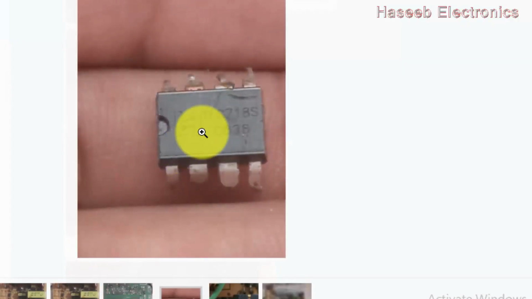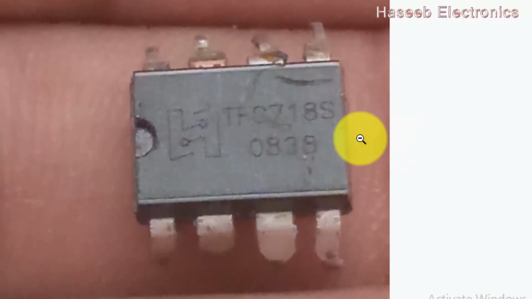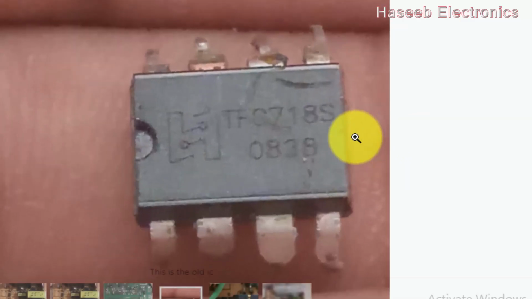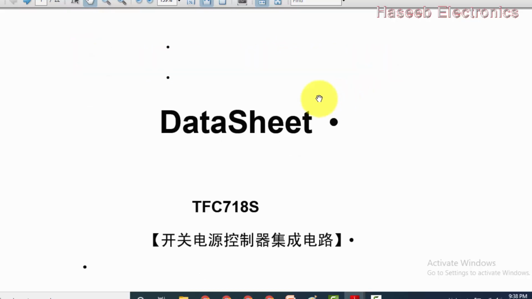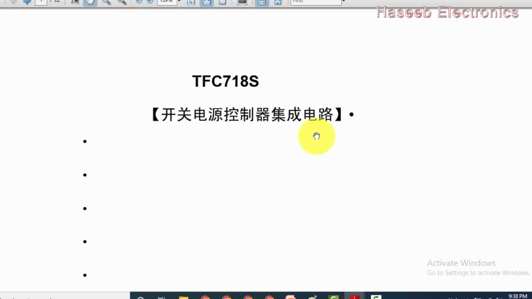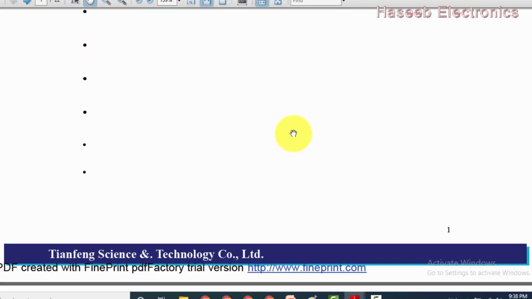And this is the image of this IC, TFC718S. So let's go to the datasheet and we will check. So here is the TFC718S high performance switching power supply PWM controller datasheet, switching power supply SMPS controller, current mode.